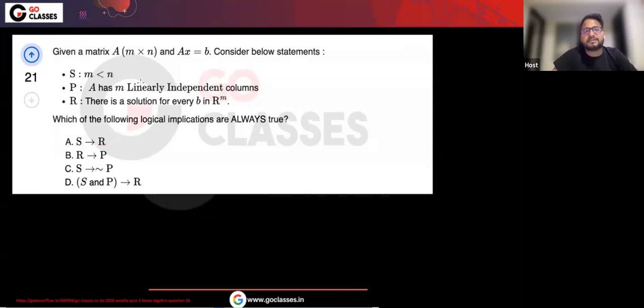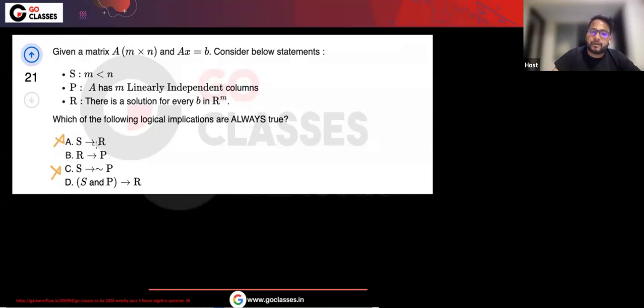See, if M is less than N, does this convey anything? Tell me. Does it tell you whether you have a solution or not? So actually, I can say that A and C will be false. M is less than N will not convey anything about whether you have a solution for every B or whether there are M linearly independent columns. So A and C are clearly false. Let's check whether B or D are true.